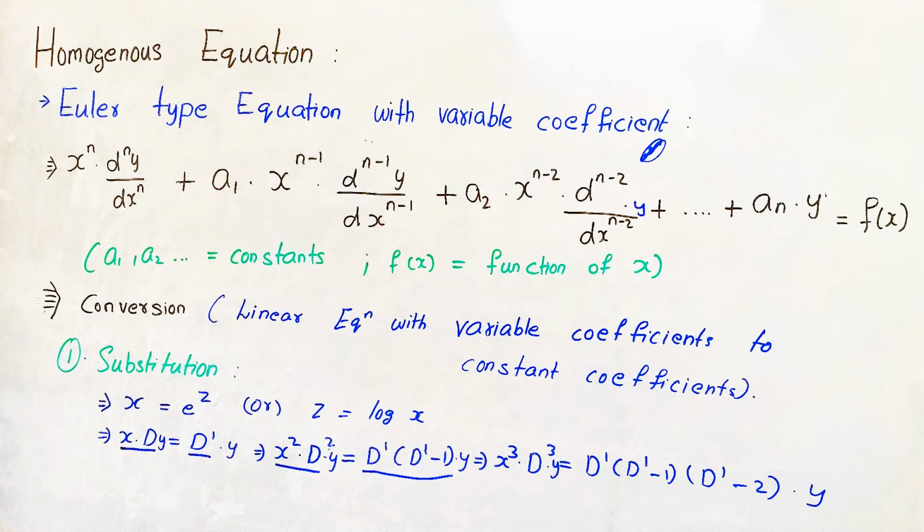These are the basic theory part of how to solve a homogeneous equation of Euler's type. There is a conversion process in the middle by substitution that you have to note. So now let us enter into a problem of Euler's type.